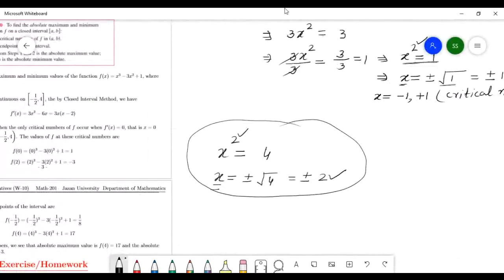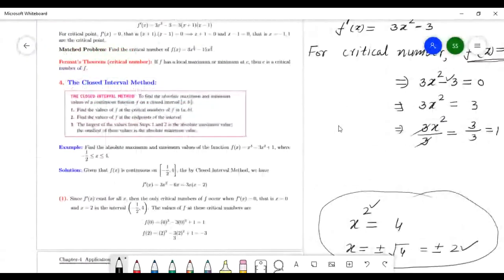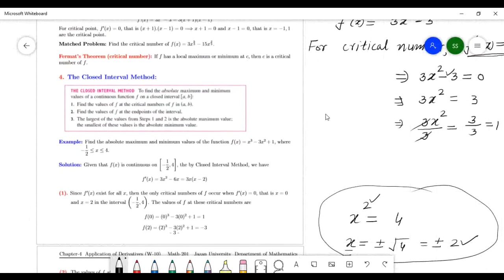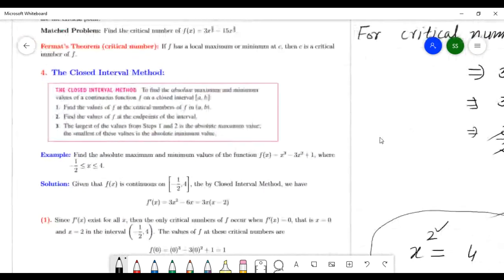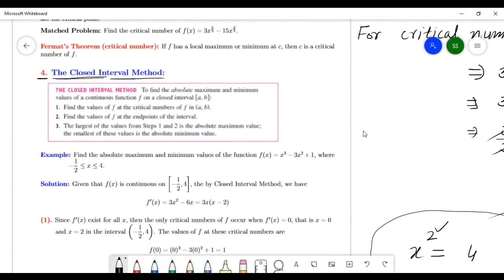Now come to this point. Now see this point. The closed interval method. The closed interval method to find absolute maximum and absolute minimum, right? Yes, only power 2.